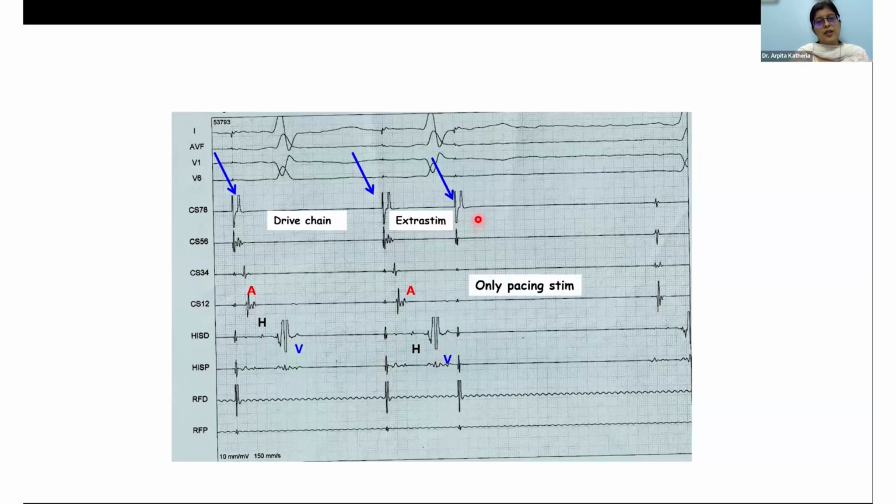The third beat has a pacing spike. There is no A, and followed by no H and no V. So this is getting blocked in the atrium itself. This is known as the atrial effective refractory period. The normal range is 170 to 300 milliseconds.